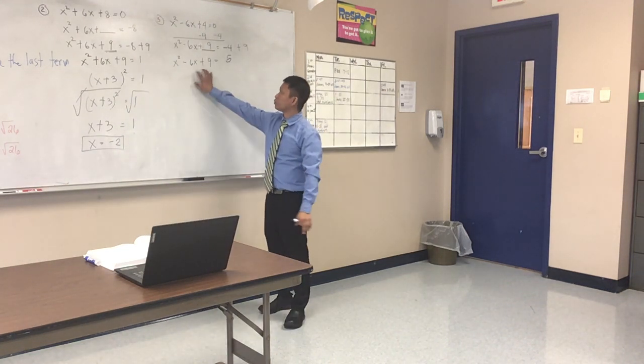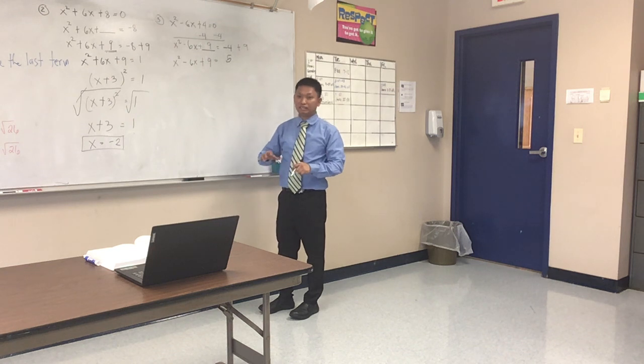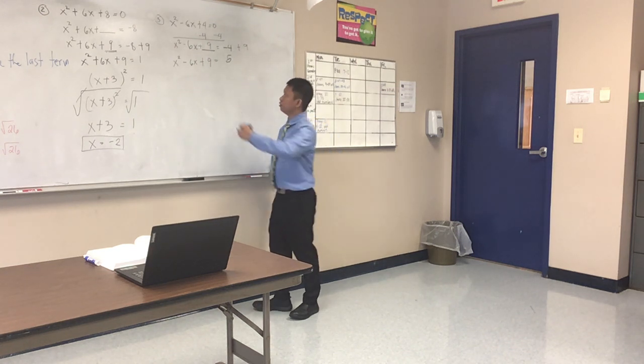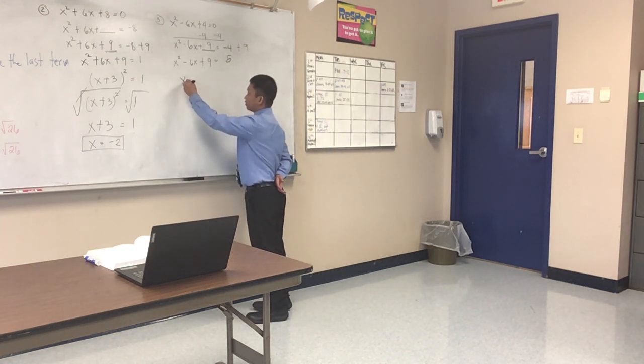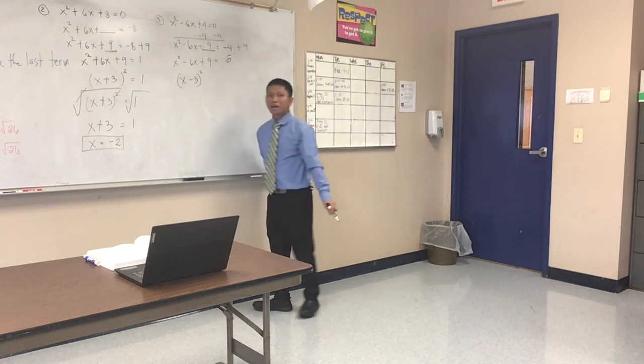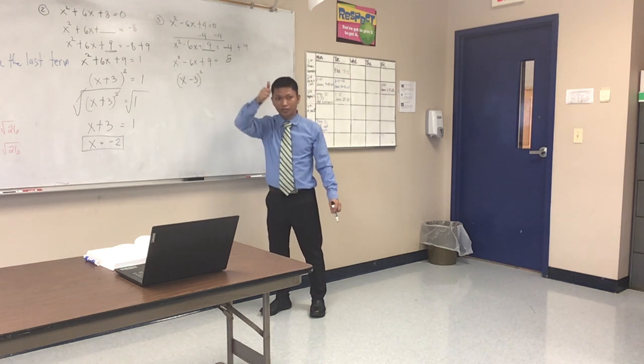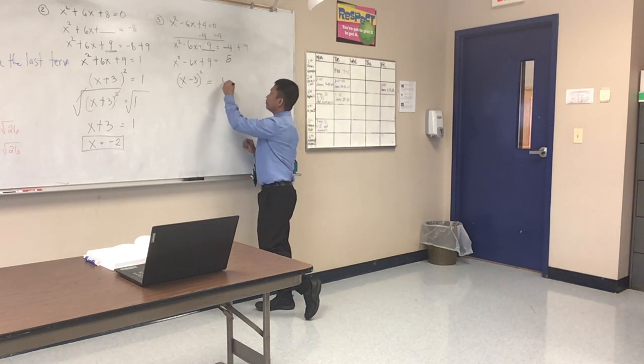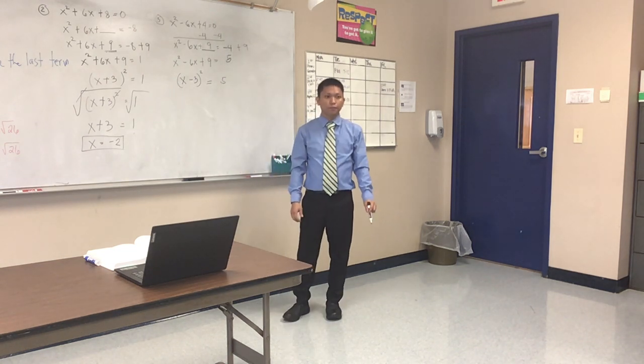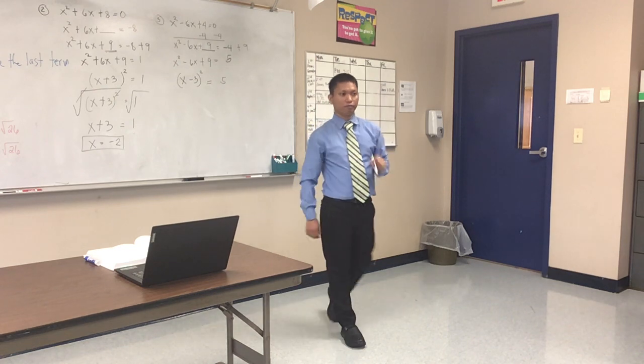So what would this one be? X squared minus 6x plus 9. X minus 3 squared. Correct. Why minus? Because we have minus here. That's right. Equals 5. Got it? Next step, Tiffany.